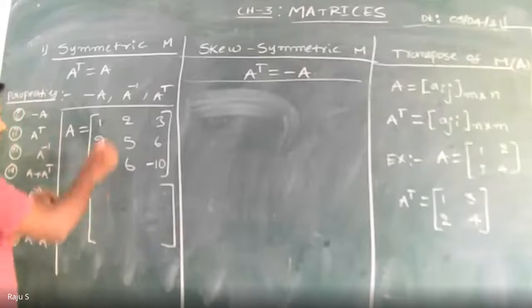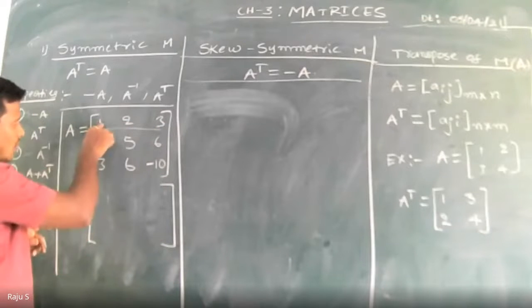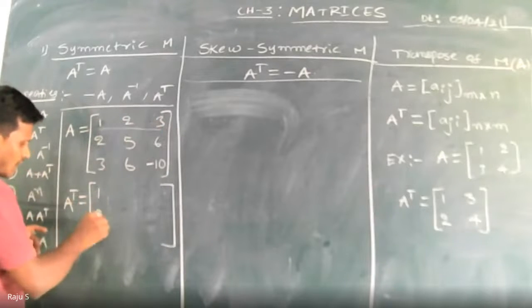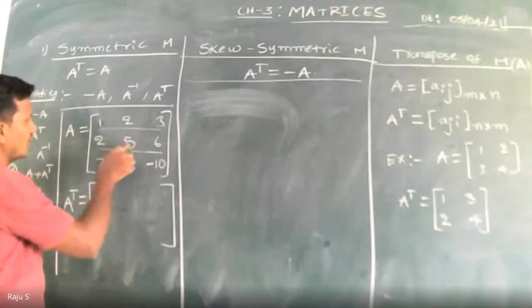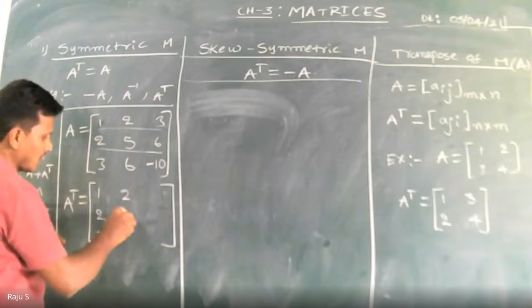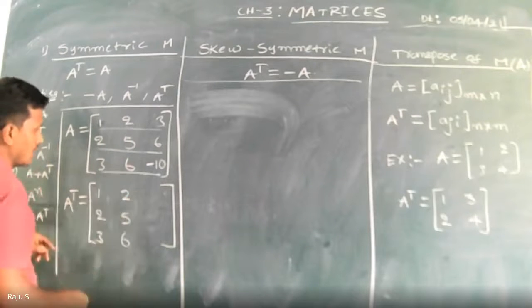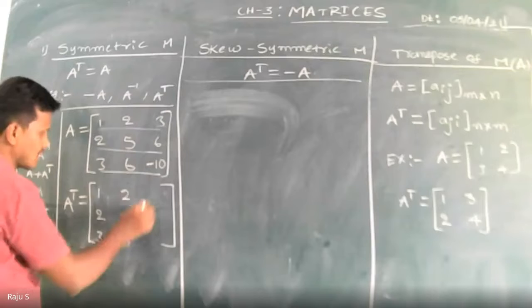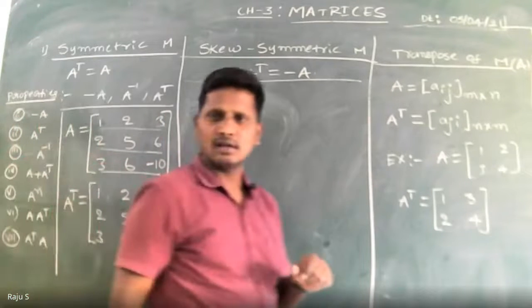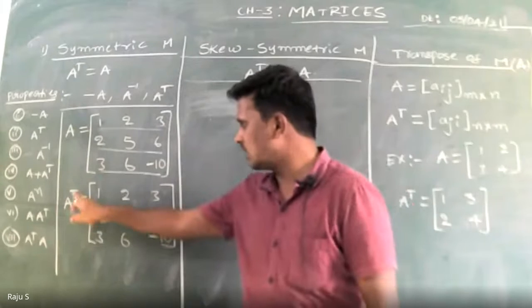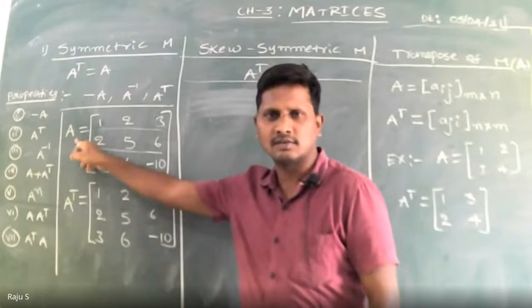Transpose. So the first row is 1, 2, 3. You can write it as the first column. Row becomes column. And what is the second row? 2, 5, 6. The third row is 3, 6, minus 10. Is it clear? So this is the transpose of the given matrix A.